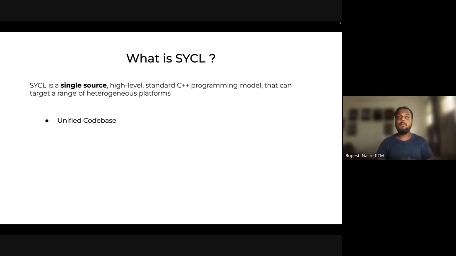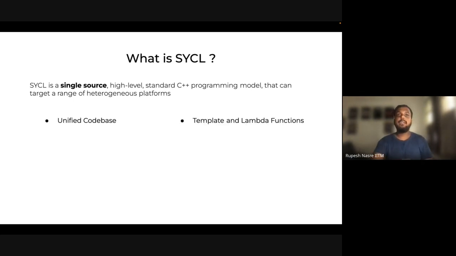This greatly simplifies the development process. Think of it: if you are just writing a single file which contains the host code that will run on the host, and the device code which will get executed on the device, how easy will it become to manage all that, right? I will touch upon more points which will clarify all these things.